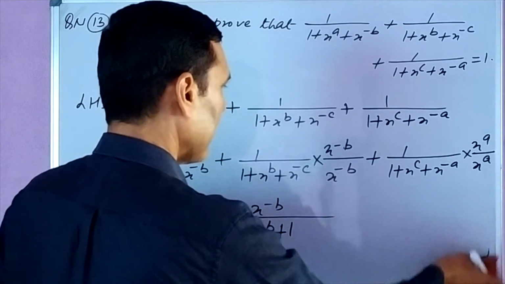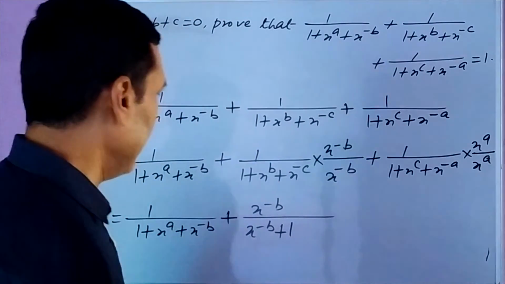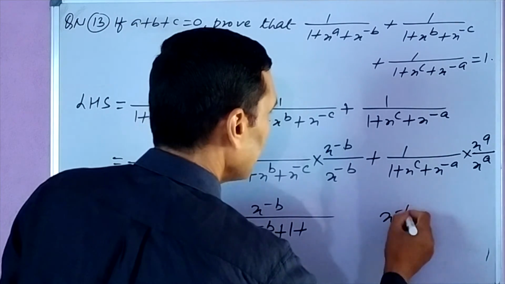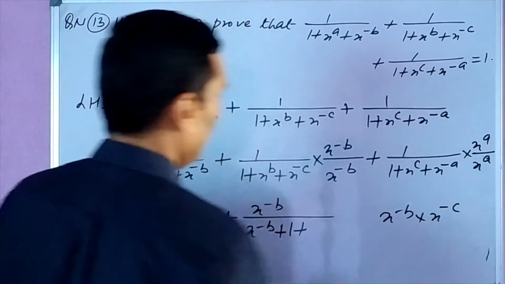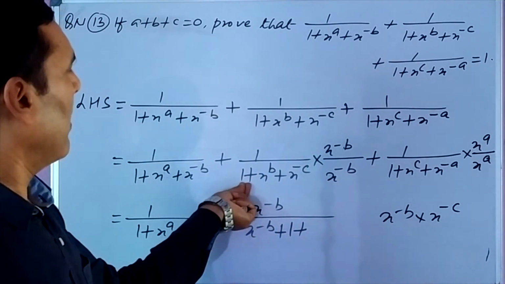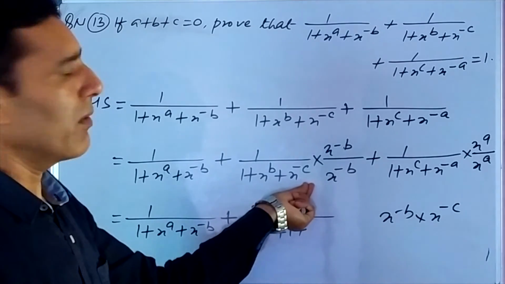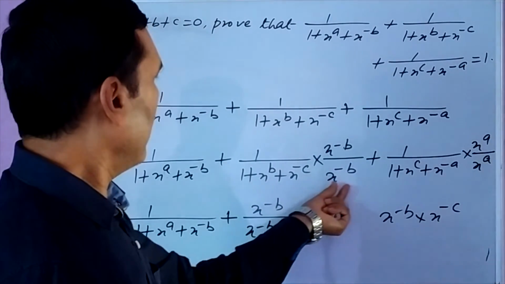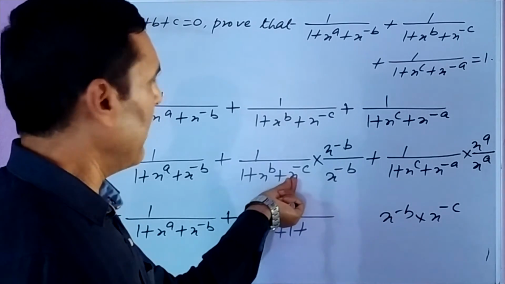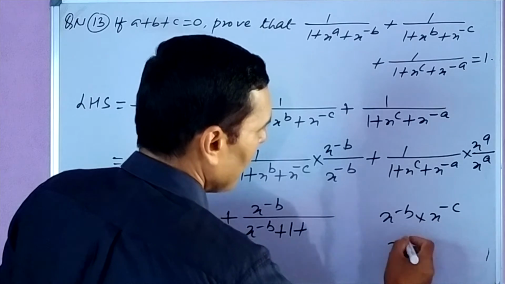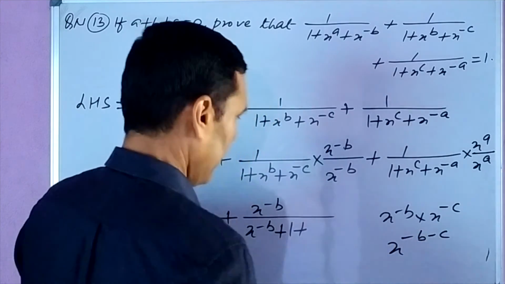Because on the same base, powers are added together in multiplication. And similarly, this x to the power minus b into x to the power minus c. We are multiplying each and every term here, 1 plus x to the power b plus x to the power minus c, with this x to the power minus b. So we are multiplying x to the power minus b and x to the power minus c. So on the same base, powers are added together, it is minus b minus c.